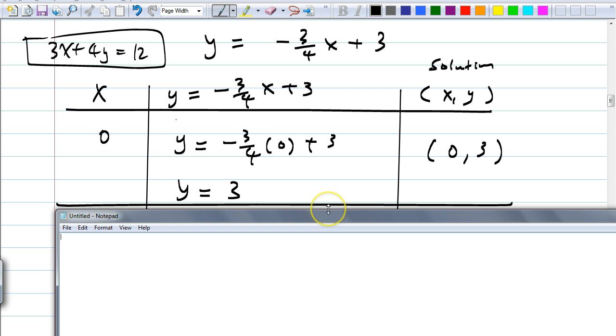Let me move it down a little. Okay, I wrote down our original equation. It was 3x plus 4y equals 12. Look, when I plug in x equals 0 and y equals 3, don't I get 12 equals 12? So that one works, right?